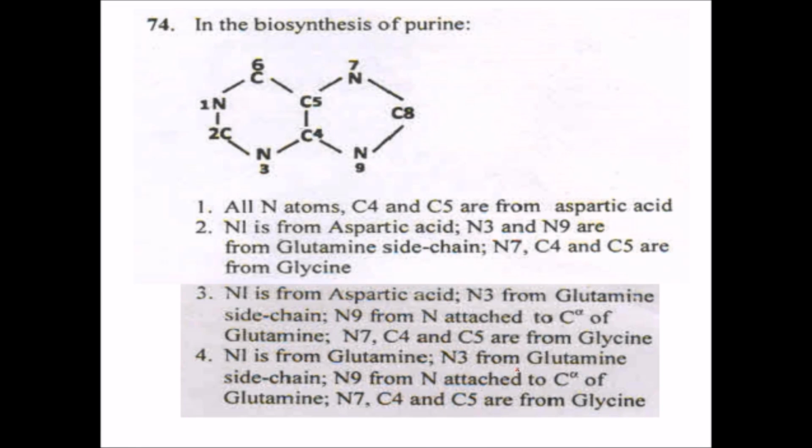In the biosynthesis of purine, I'm not going to discuss this question because it is completely based on the chart of the biosynthetic pathway of the purine. From there, you will come to know that N1 is from aspartate, N3 is from the glutamine side chain, N7 is from glycine, and N9 is from the glutamine as well, where C4 and C5 are also from glycine. So the option will be number 3.